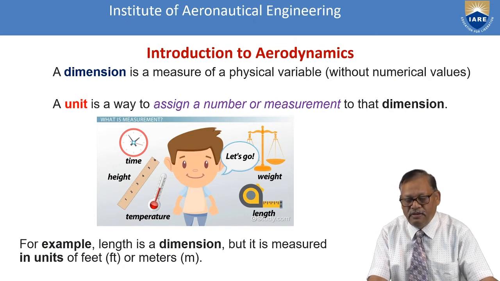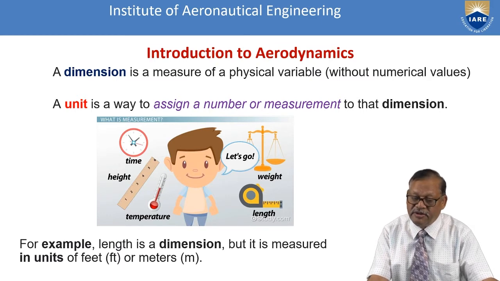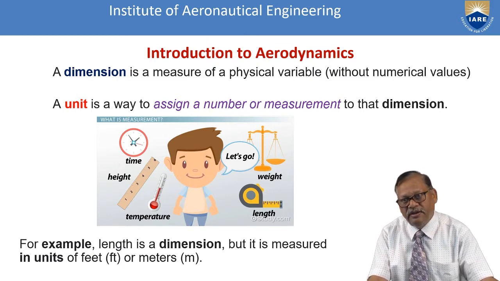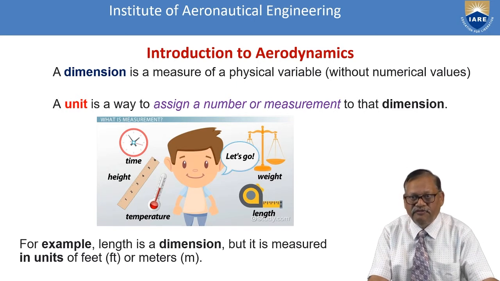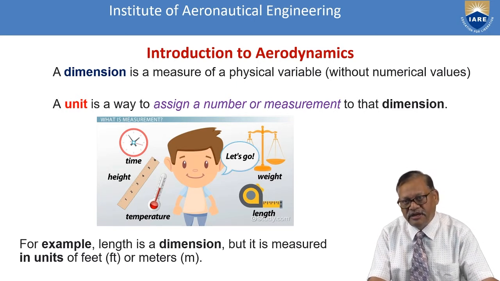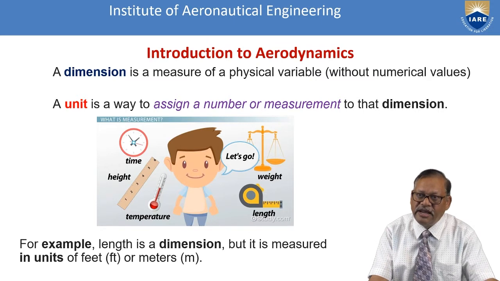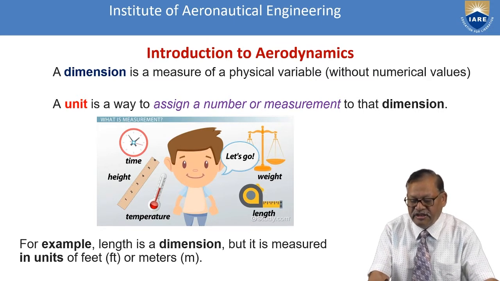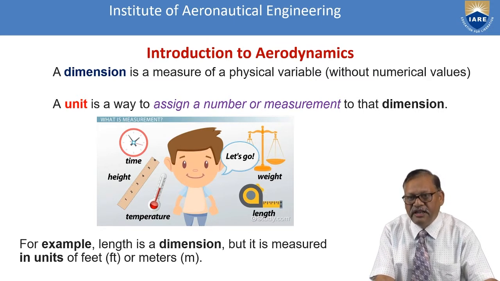For example, take the same one, length. Length is a dimension. Length is not the unit. Length can be measured in feet, in meters, or in light years. That means it is a distance. So that is the way we can say it.